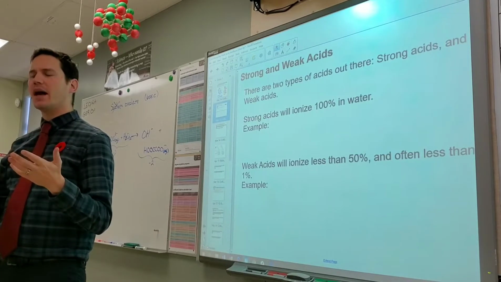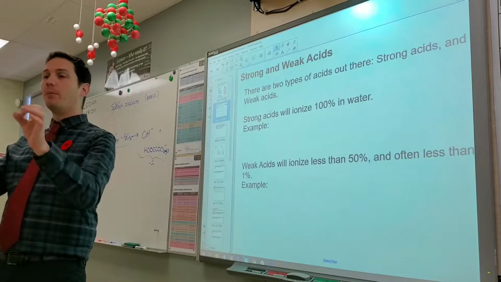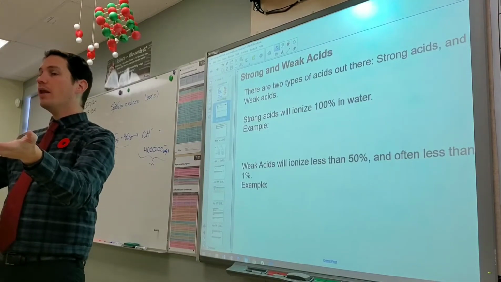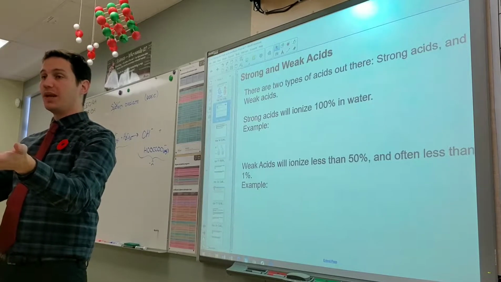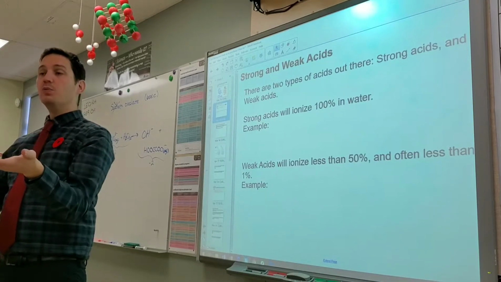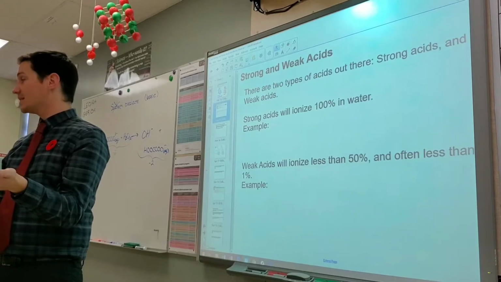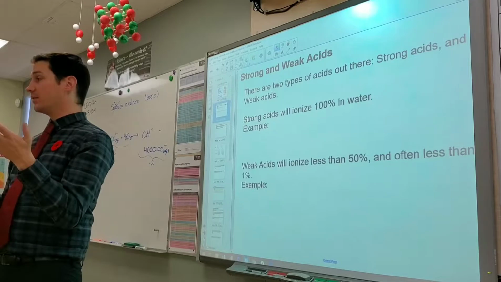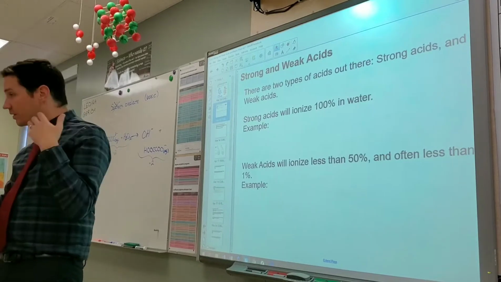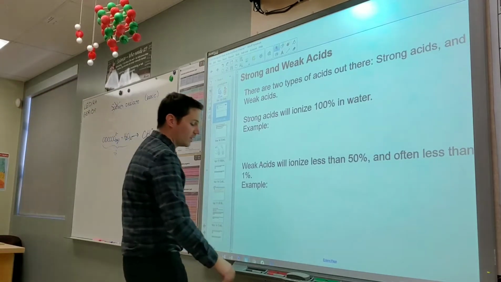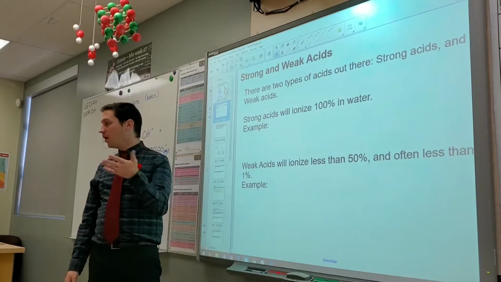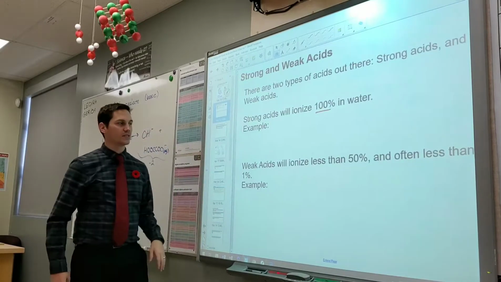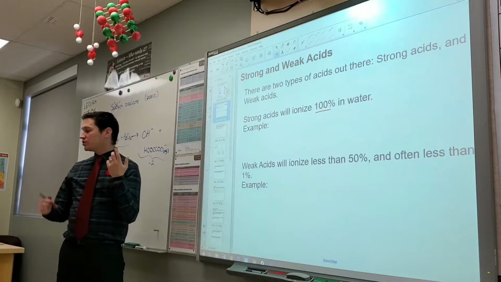And what we mean by that is if we put the same amount of a strong acid and a weak acid into water, one of them would make more hydronium than the other, right? We define a strong acid to be something that ionizes greater than 50%. That's what we define a strong acid to be. Now, it just so happens that all the common strong acids ionize 100%. 100 is just greater than 50. That's totally fine.